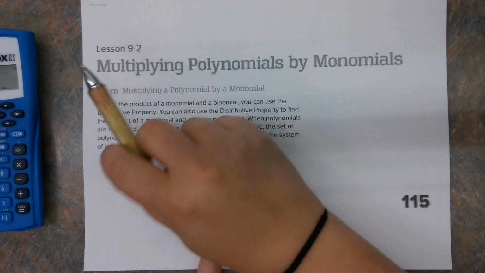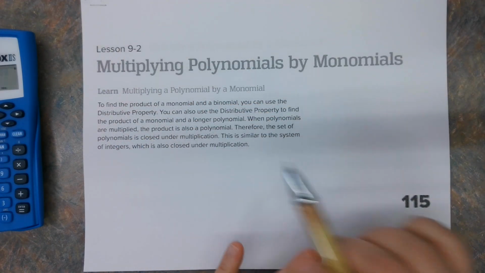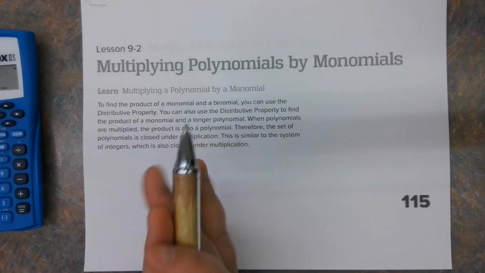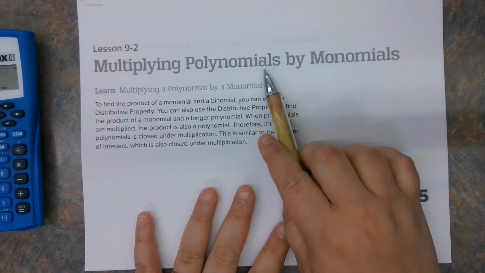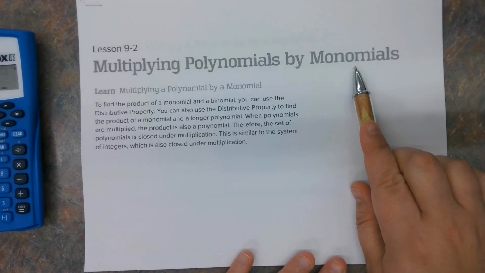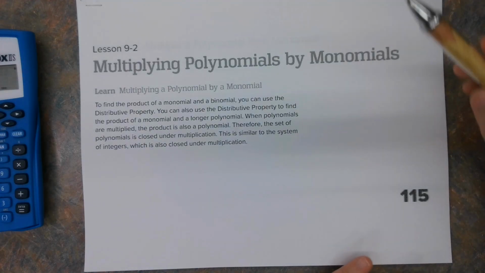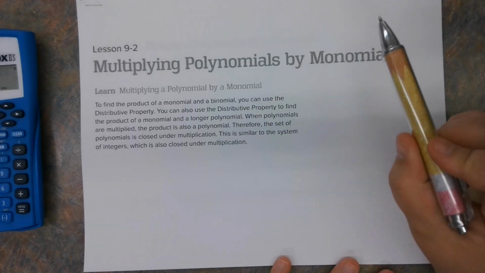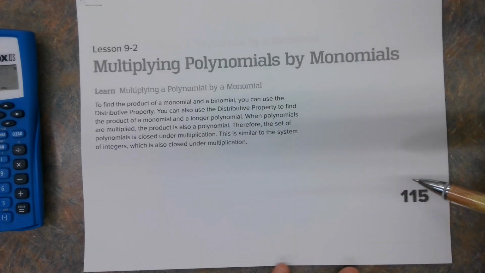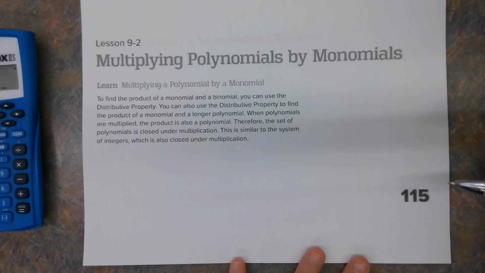Hi everybody, today we're doing lesson 9-2, but we're also doing 9-3. I'm combining the two together. They're both on polynomials. We're going to be multiplying polynomials by monomials in this first part. So you can do 9-2 and 9-3 on the same notes. You can signify where 9-2 stops and 9-3 starts. Just make sure that you're getting all the notes.